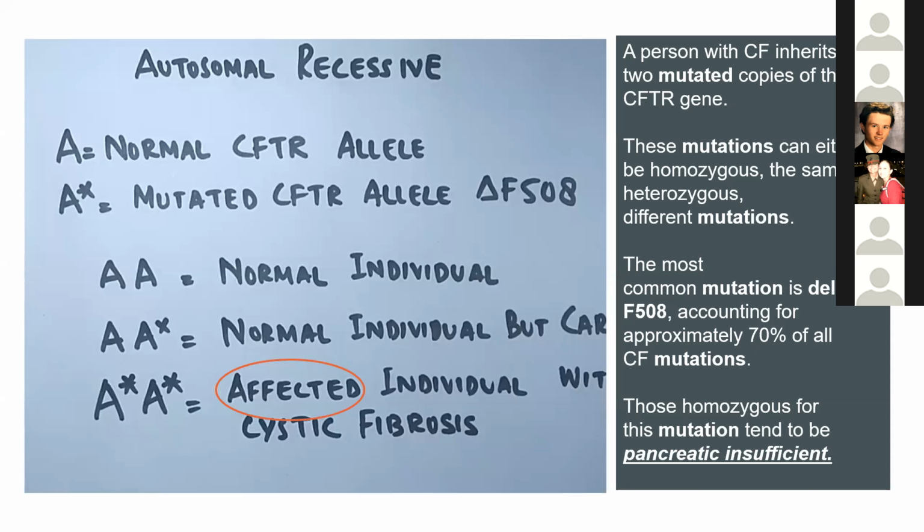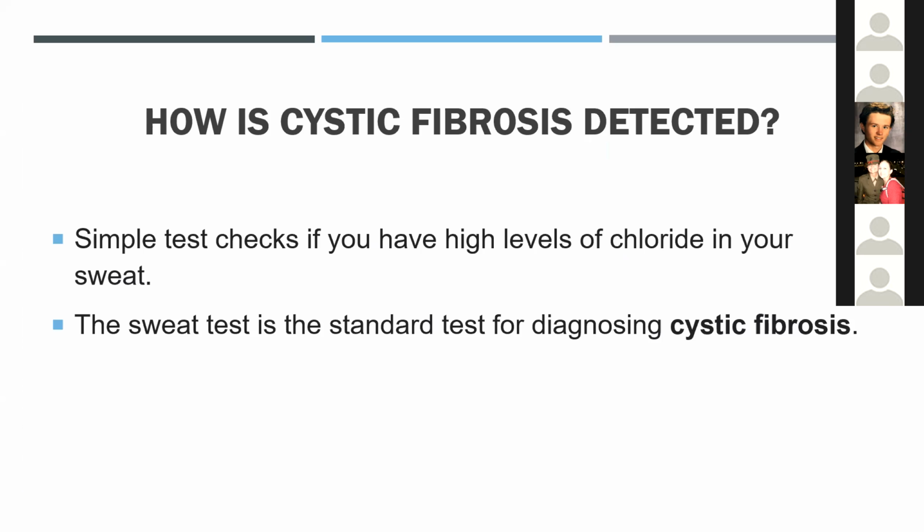Here, autosomal recessive means 2 copies of an abnormal gene must be present in order for the disease trait to develop. How is cystic fibrosis detected? A simple test checks if you have high levels of chloride in your sweat. The sweat test is the standard test for diagnosing cystic fibrosis.